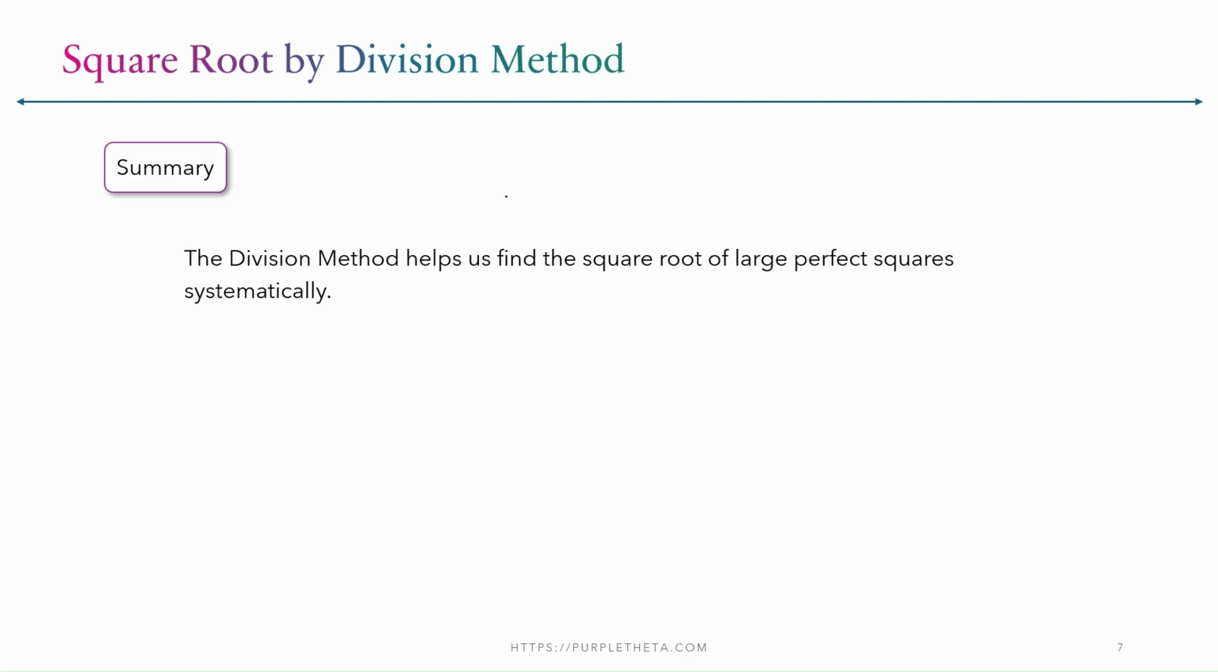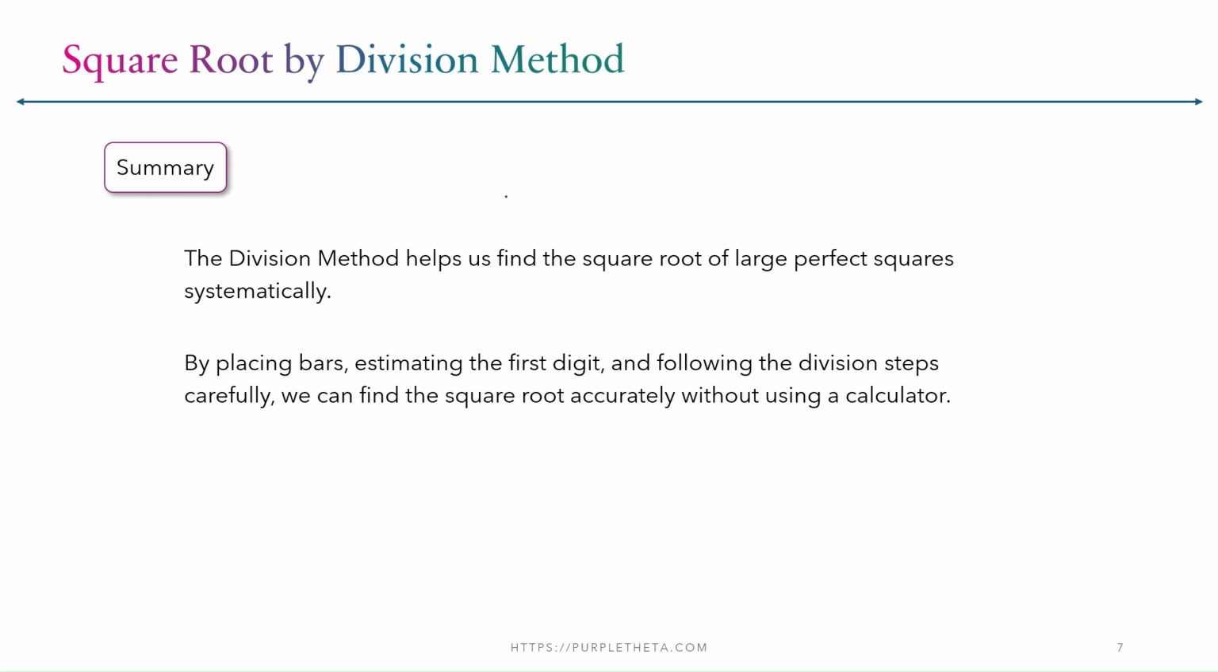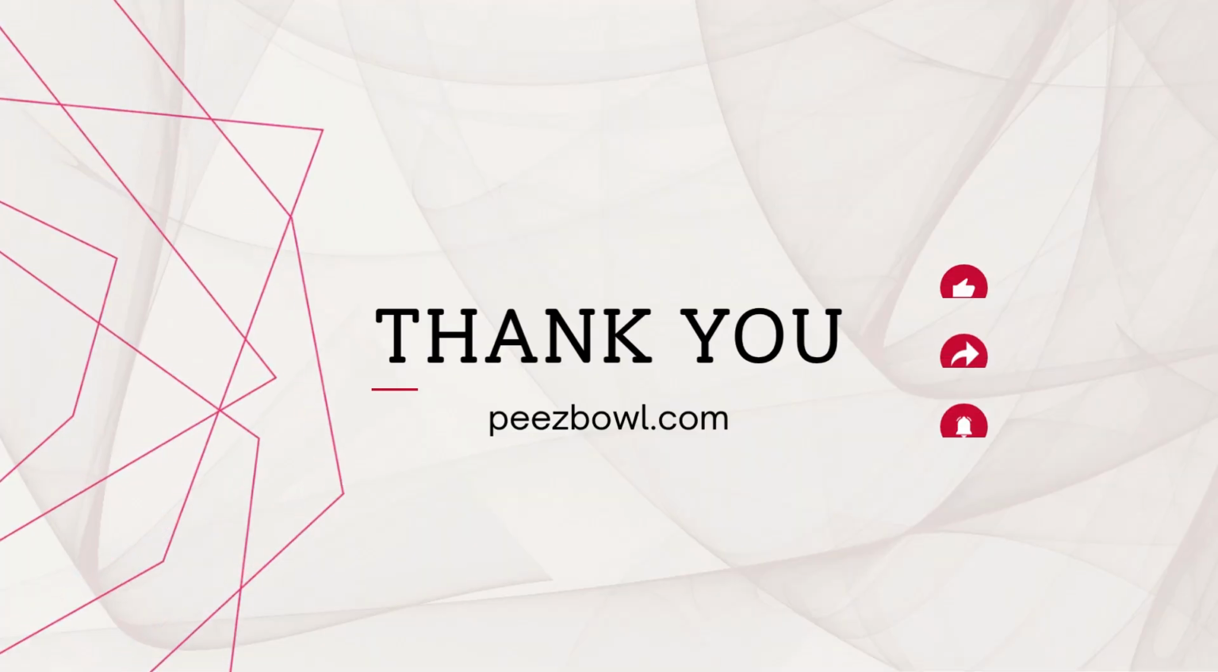Let us see what we have learned in this video. The division method helps us find the square root of large perfect squares systematically by placing bars, estimating the first digit, and following the division steps carefully. We can find the square root accurately without using a calculator. Okay, hope you understood this concept of finding the square root of a number by the division method. In the next video, we will learn more about square numbers. Thanks for watching.